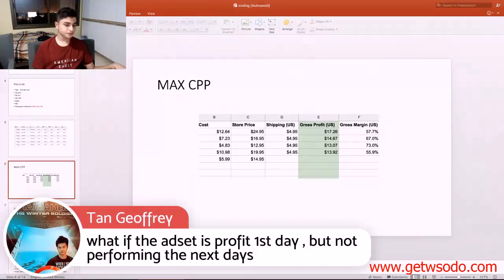What if the ad is profitable the first day but not performing the next day? Then it's your luck. That's just your luck. It worked 1 day, but the other day, that's not sustainable. That's your luck. You got some sales on the first day. Or maybe you can try other targeting, but I don't think that it will work.